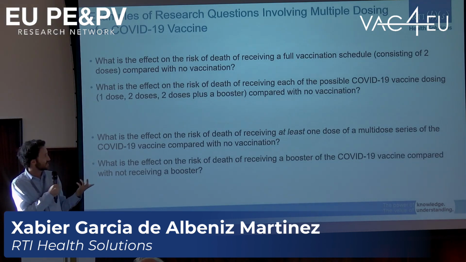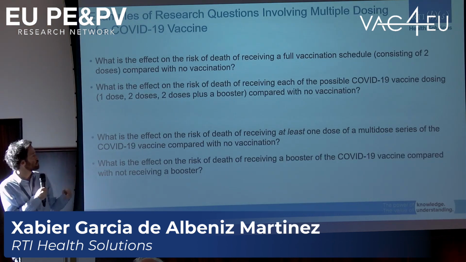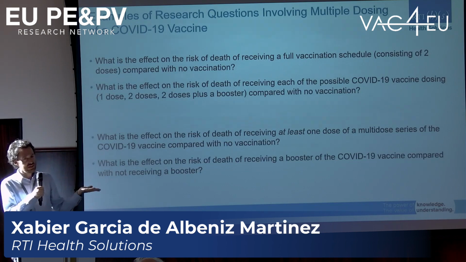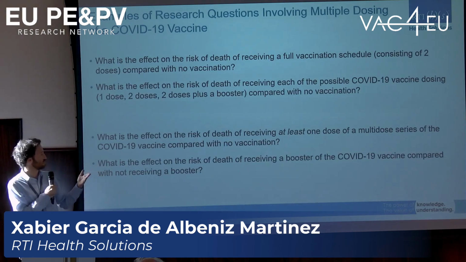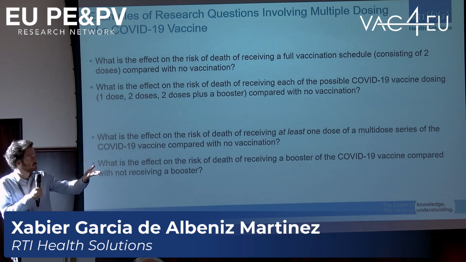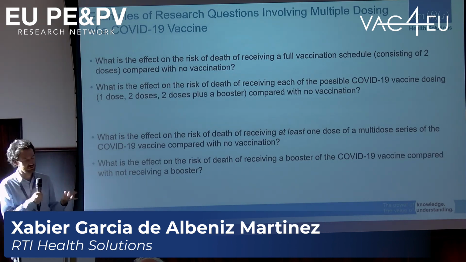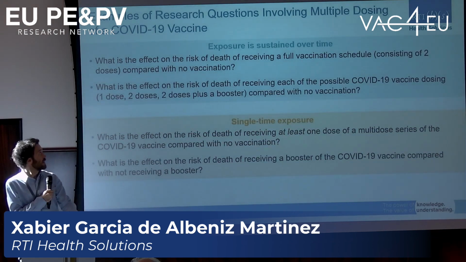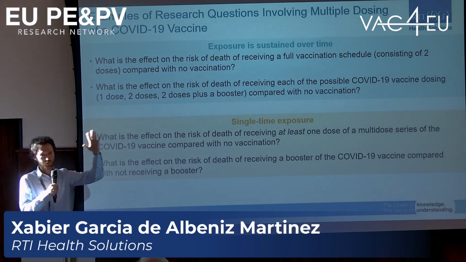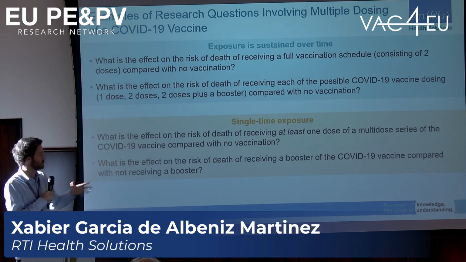Then a third example could be, what is the risk of death of receiving at least 1 dose compared with no vaccination? And a fourth example could be, what is the effect on the risk of death of receiving a booster of the COVID vaccine compared with not receiving a booster? So why am I giving you 4 examples? Because they can be classified in 2 main groups, and these 2 main groups will have different methodological implications.